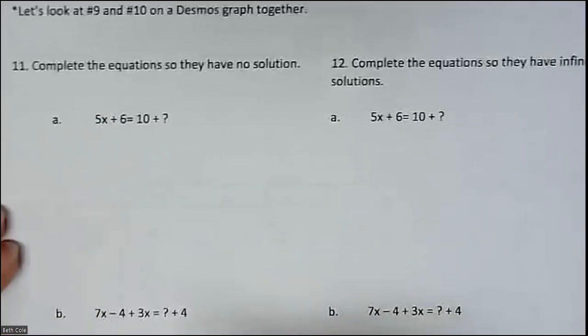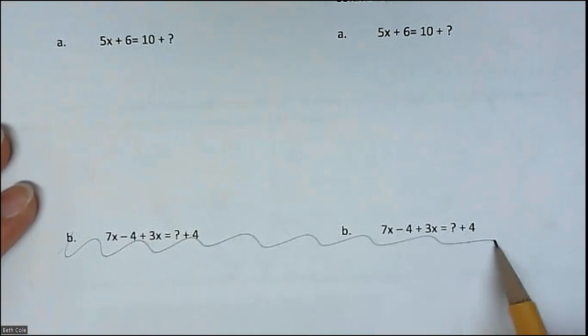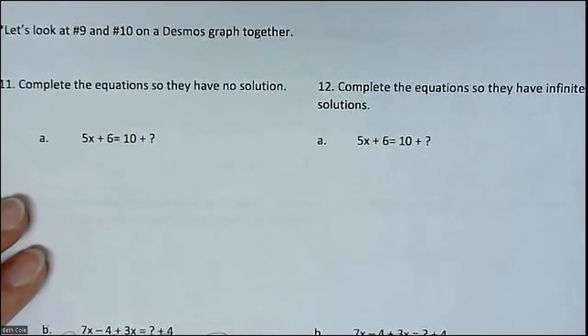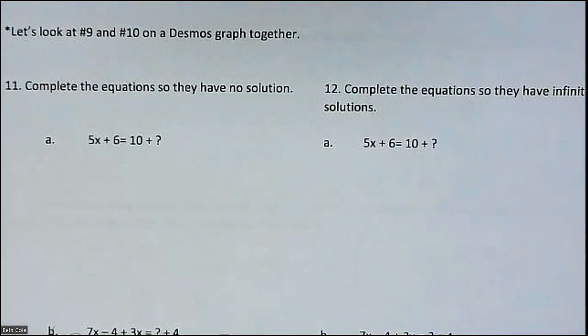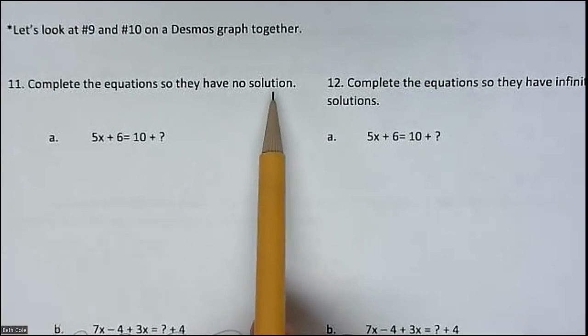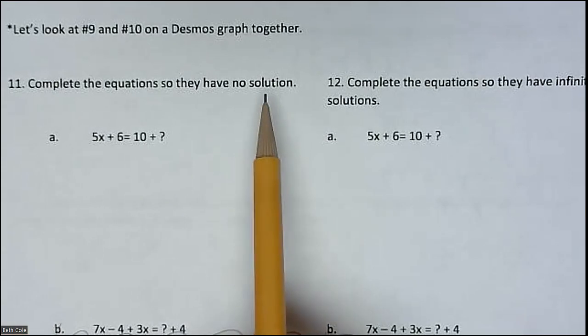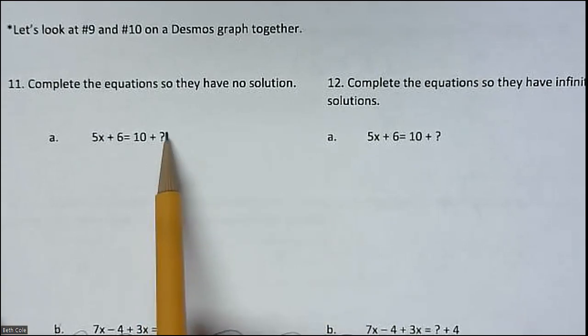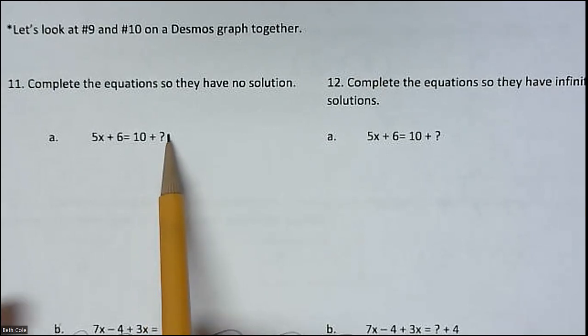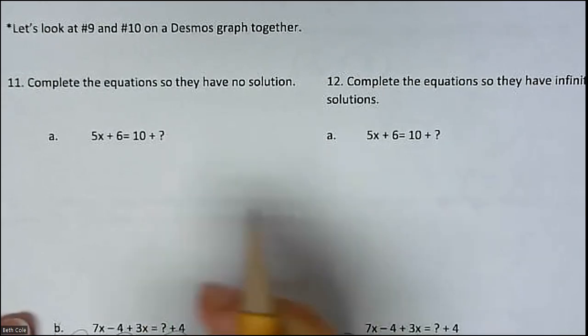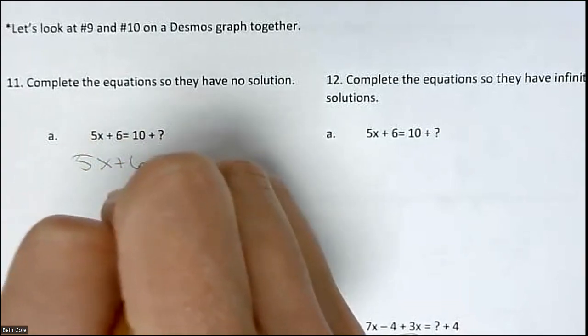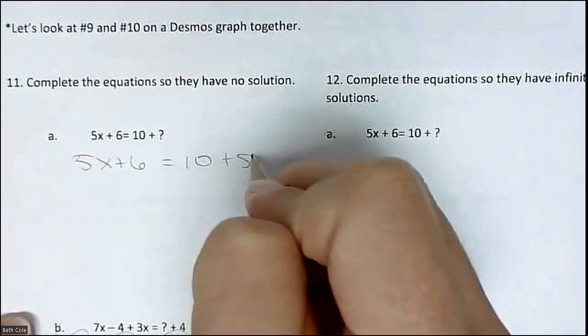No, we won't do all these. I've kind of scribbled these ones out. We won't do B. We'll just do the first one. We're going to figure out what the question mark needs to be to make it do what the directions are saying. So complete this so it has no solution. So think for a second, what would this question mark need to be to make it come out to no solution? Good. It would need to be 5x.